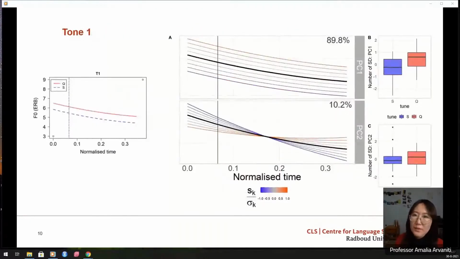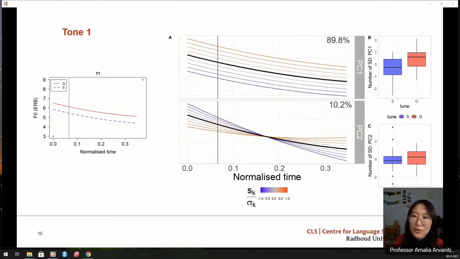The results are quite interesting. Different from the Greek data, only 2 PCs are enough to explain all the variations, and PC1 alone is explaining 89.8% of the variation. So PC1 is showing a height difference, F0 height difference. The question has higher register than the statements.